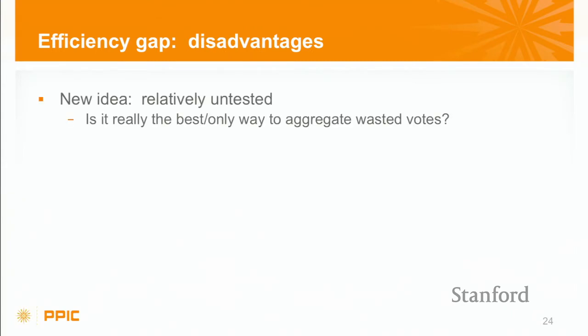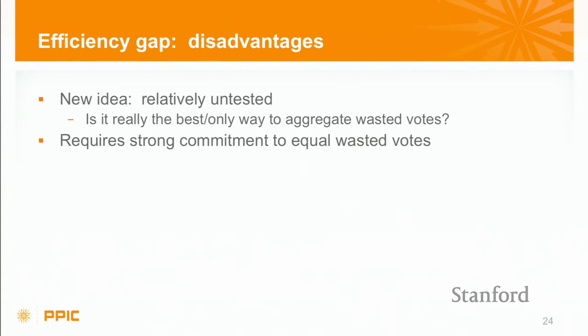Disadvantages, the biggest one, I think, is that it's a relatively untested idea. And so is it really the best way or the only way to aggregate wasted votes? And I think the answer is really no. I've seen some arguments that produce just simple proportionality, for instance, using similar kinds of principles. But again, proportionality would be problematic for the courts. But in terms of a measure of efficiency, it might be just as good. So it's relatively untested in that sense, and we don't know if there might be any big, unhappy surprises that might emerge.